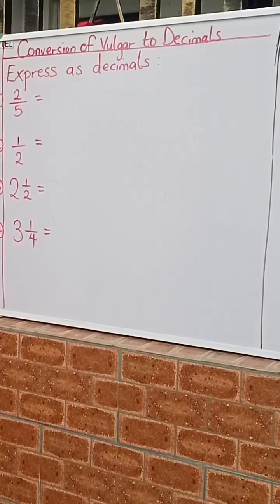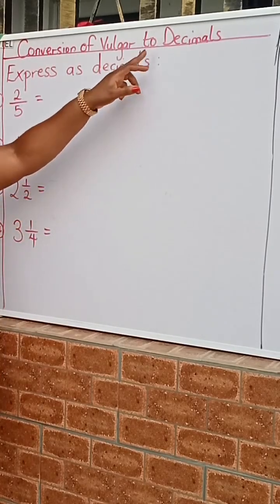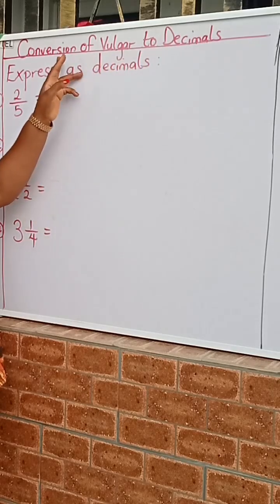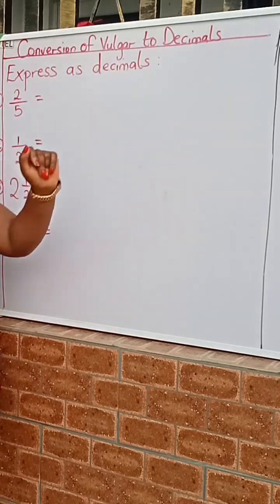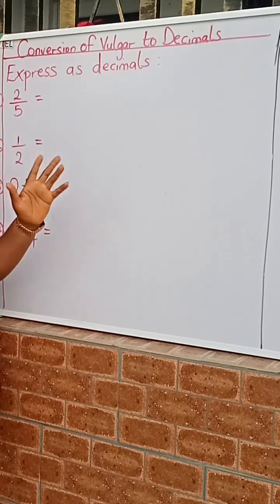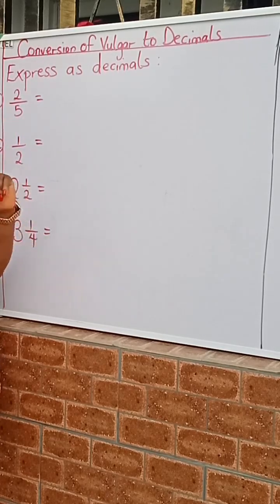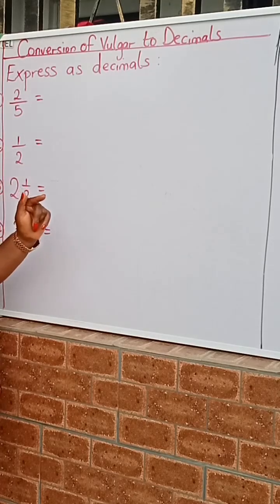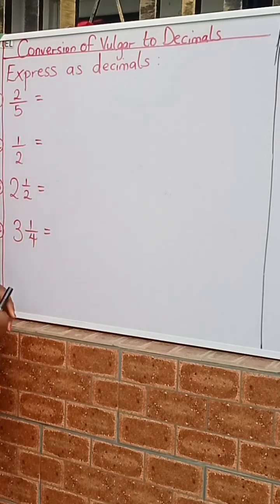Good day, class. So today we're going to be looking at converting vulgar fractions to decimal fractions. Conversion of vulgar to decimals. And I remember in the last class I said vulgar fractions are fractions that have a bar, while decimals are fractions that have points. So today we are going to be converting 2 over 5, 1 over 2, 2 whole number 1 over 2, 3 whole number 1 over 4.